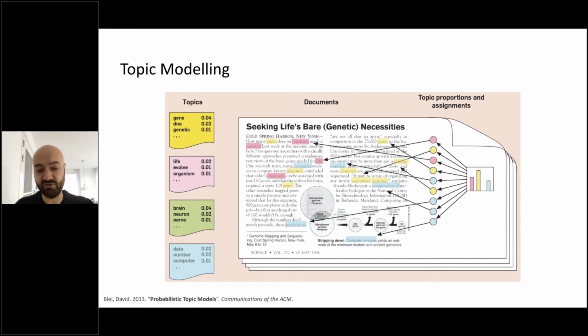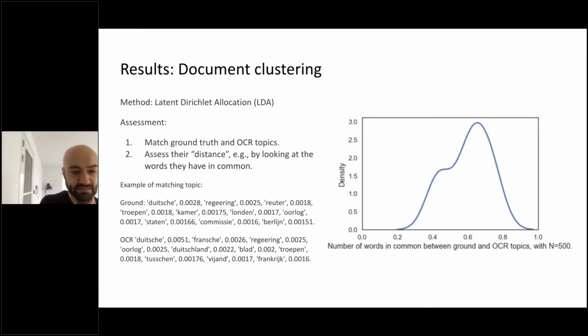Each topic is a word distribution. Each document is a topic distribution. So a document might be more about genetics and brain and cognitive science. Another topic might be more about computer science, data, and numbers, for example. That's the idea.